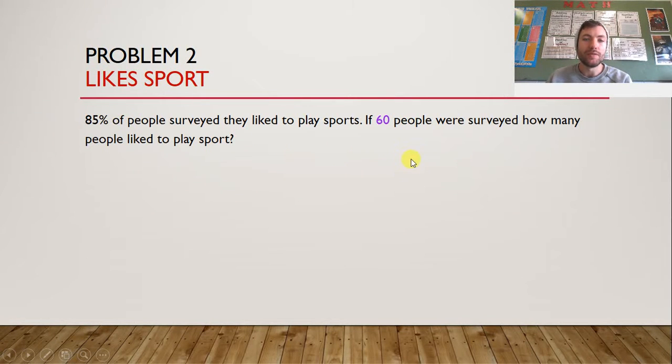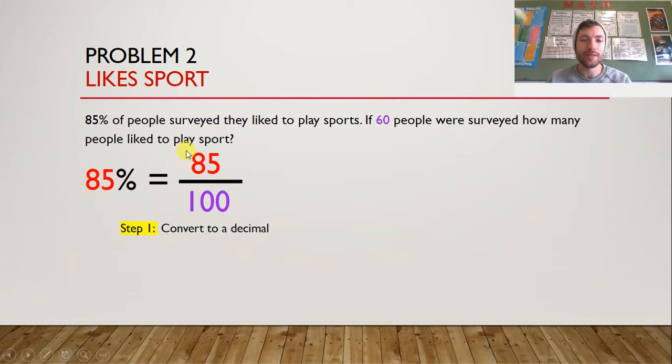So let's look at another problem. 85% of people surveyed like to play sport. If 60 people were surveyed, how many people like to play sport? Step one, we're going to convert into a decimal. We have 85%, and we're going to convert that into a decimal. That's 85 over 100, which gives us 0.85. Just remember this percent sign is 100, so that's where we get that 100 from.